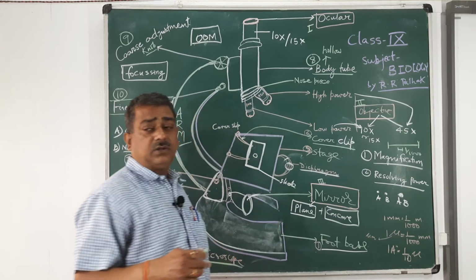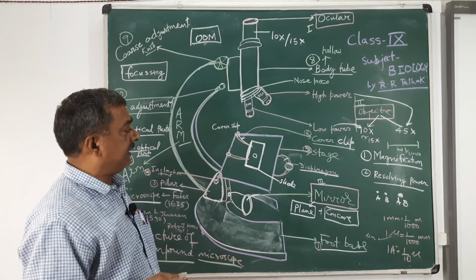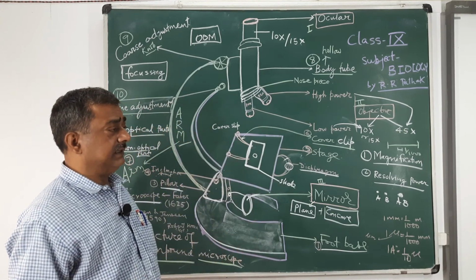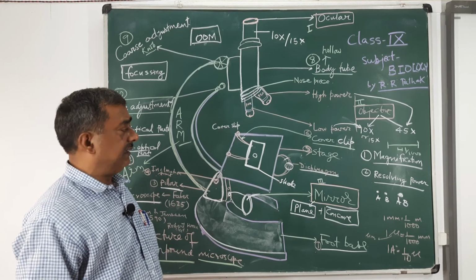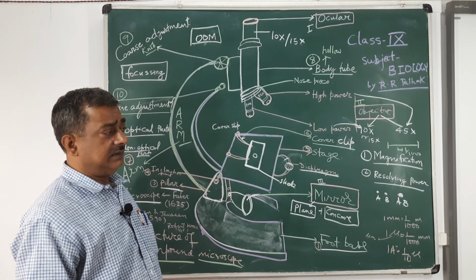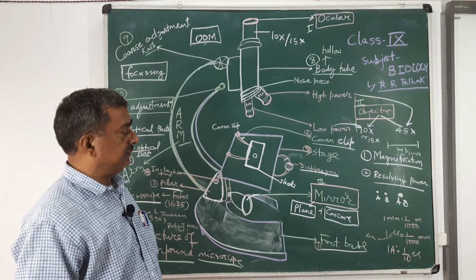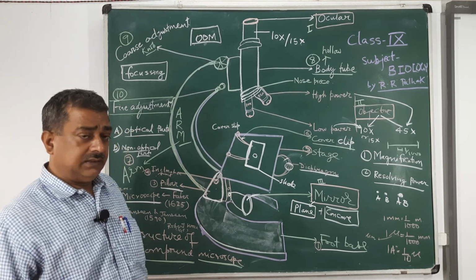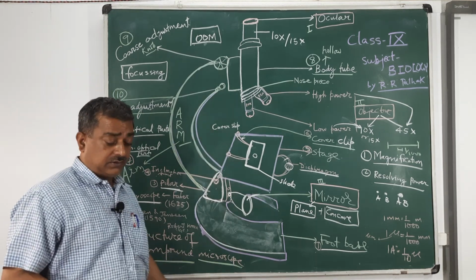Another type of microscope is also found, like the electron microscope, which was discovered by Knoll and Ruska. Another is the scanning electron microscope, etc. So these are the facts about the microscope today.